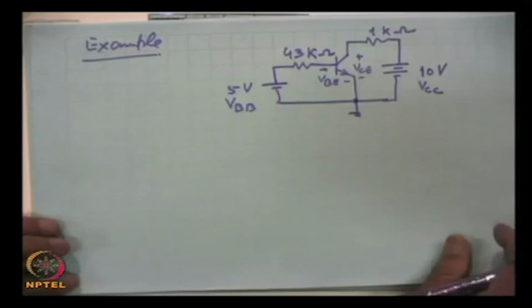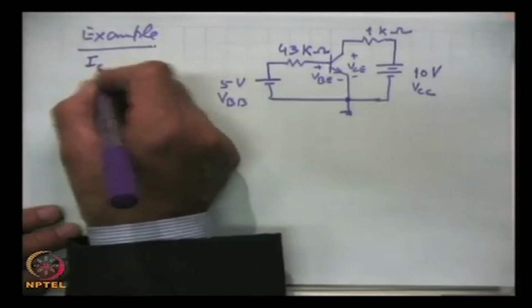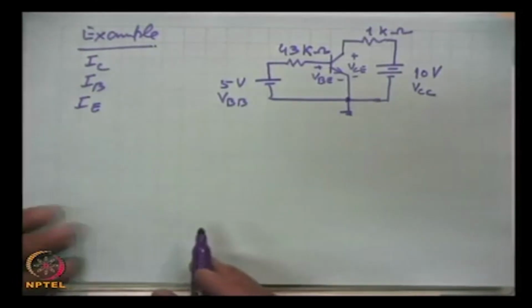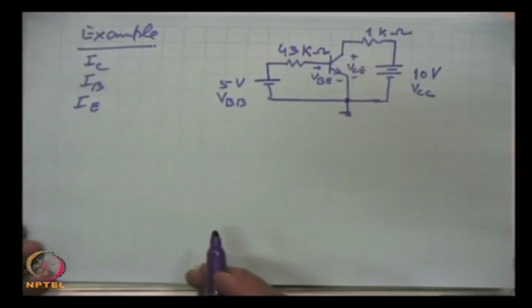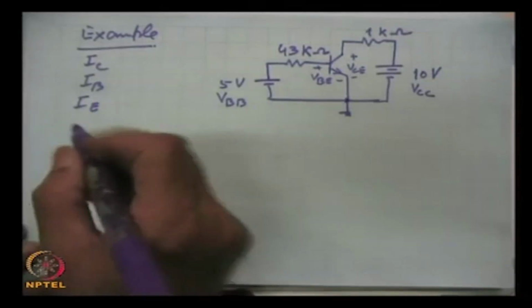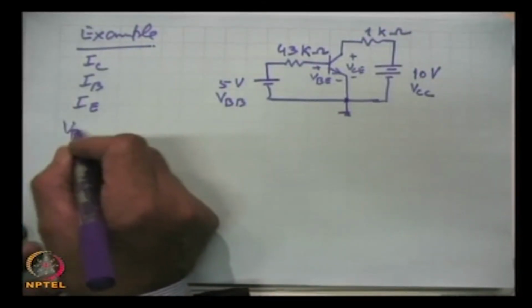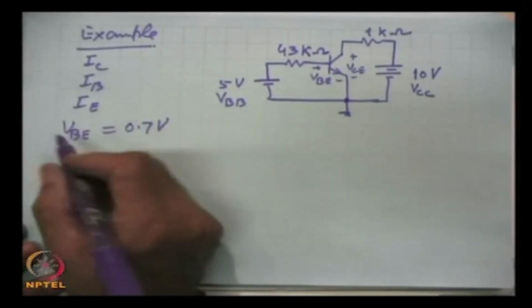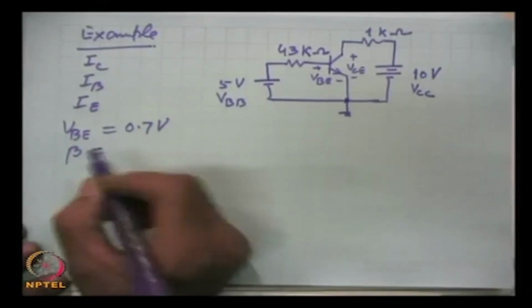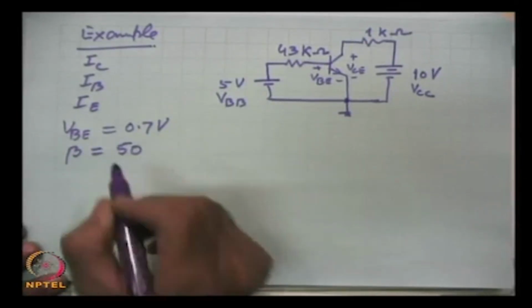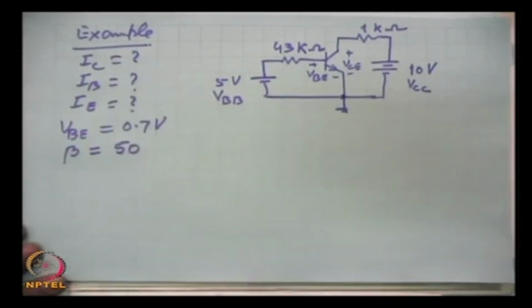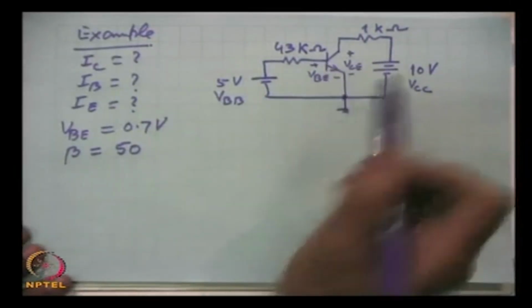So, I am taking a general example to demonstrate how simple it is to calculate the three currents I C, I B and I E in a circuit when some parameters are given. What is given is that in this circuit VBE is 0.7 volts, and also that beta, the transistor current gain, is say 50, and we have to find out the value of these three currents.